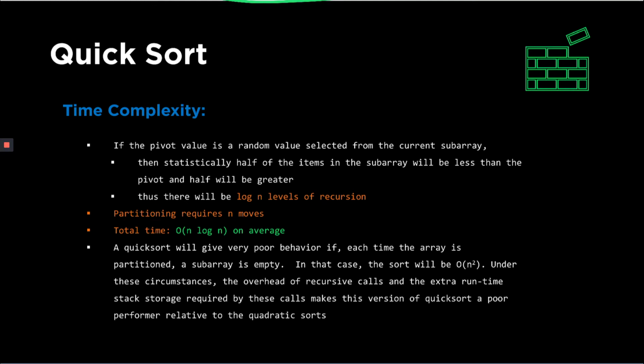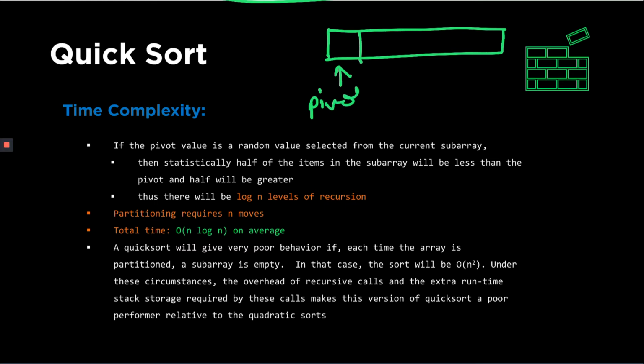But in the worst case, what will happen is, let's say we pick a pivot, and no elements move towards the left or no elements move towards the right. Let's say you have a pivot like this, and after the partition, all the elements stay where they were. That is the worst case of quicksort, and it will take O(n squared) time to execute the entire algorithm.